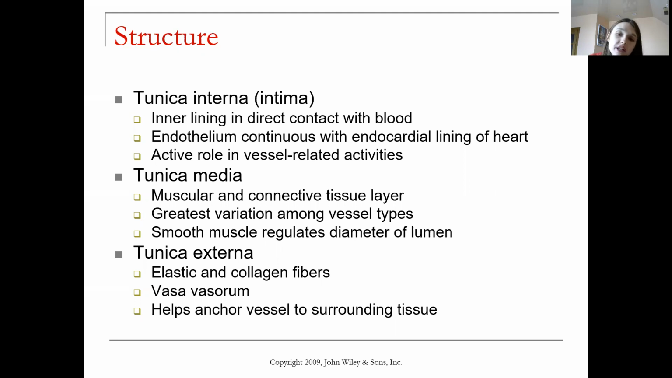The muscle layer is made of smooth muscle. It has the greatest variation among vessel types. For instance, in arteries, it will be more developed in comparison with veins. Smooth muscles will regulate the diameter of the lumen. It means smooth muscles will be responsible for constriction, which is called vasoconstriction and leads to a decrease of the lumen, or vasodilatation, which is responsible for increasing the diameter of the lumen.